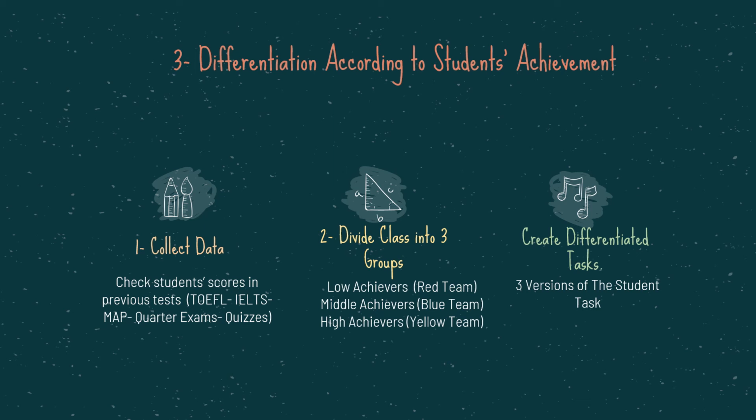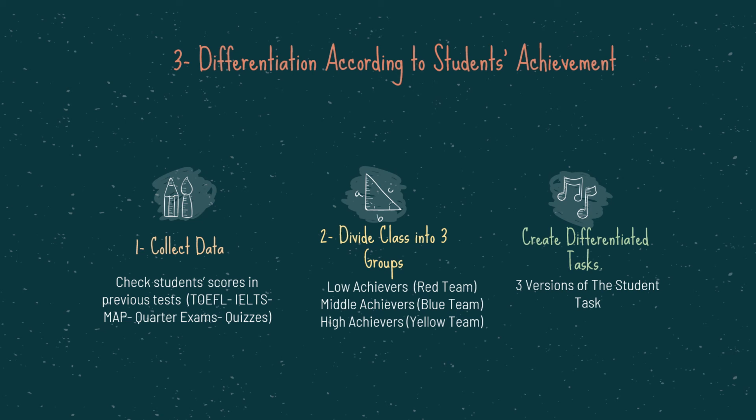Maybe you could give them a placement test at the beginning, or any kind of test at the very beginning, to see where they are and then use that. Or if they took IELTS or TOEFL scores, if they're in high school, or if they're in middle school, you have MAP exams as well. Maybe the previous quarter exam or the previous quiz that they had. You just start collecting the scores and listing the score of each student.